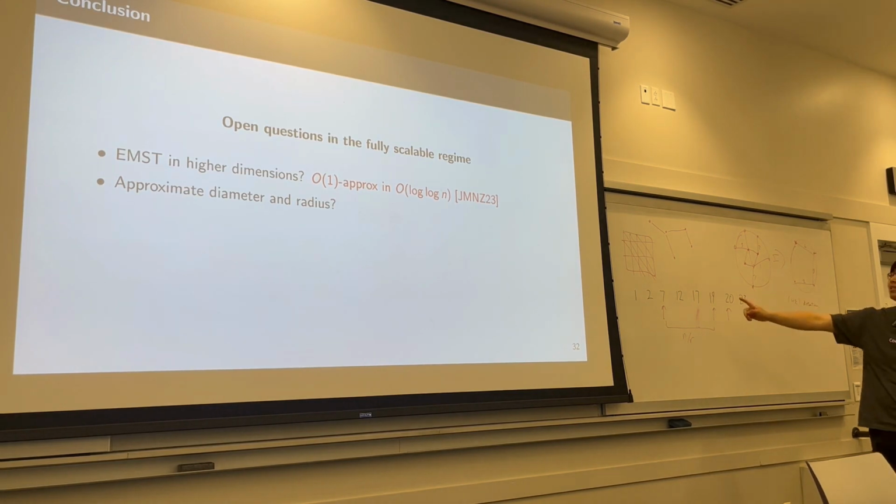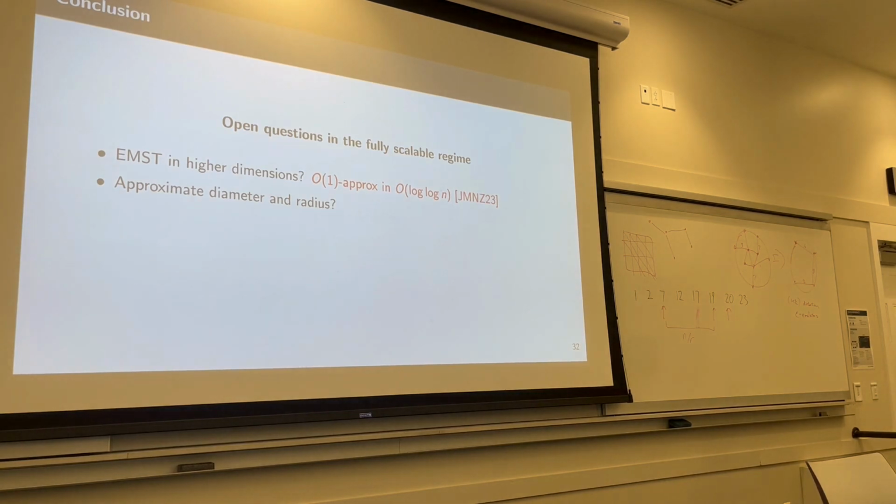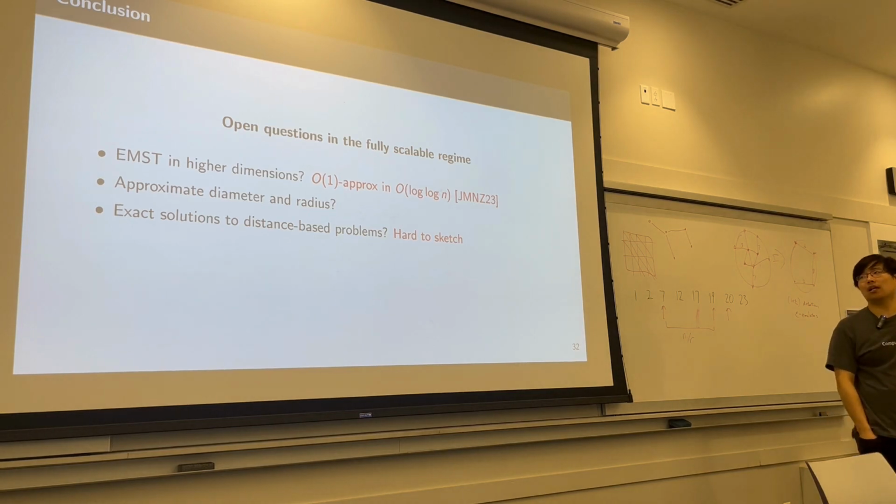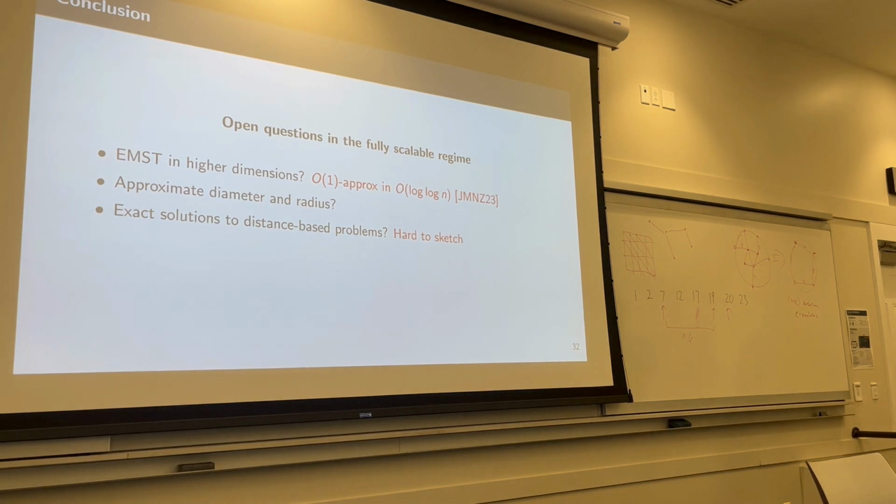Approximate diameter and radius is a natural harder problem in graphs. If you have a planar graph, you only need to output 1 number, the diameter or radius. We don't know how to do this in constant rounds. Exact solutions to distance-based problems: I'm not sure if this is even possible in constant rounds in the fully scalable regime, because you can't do any sort of sketching or sparsification like this.